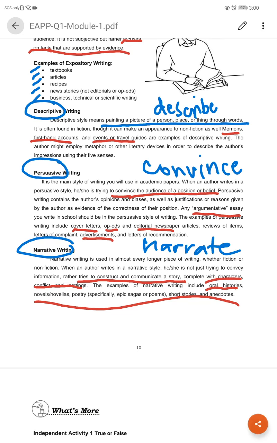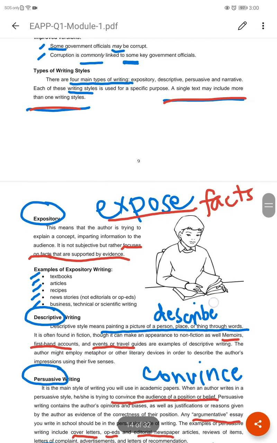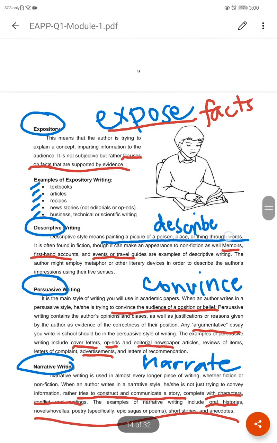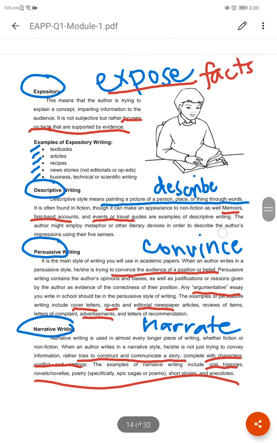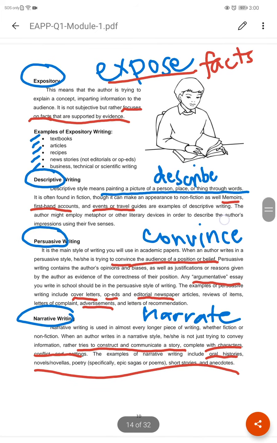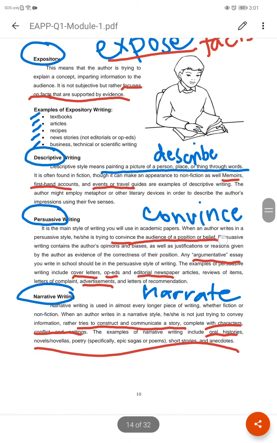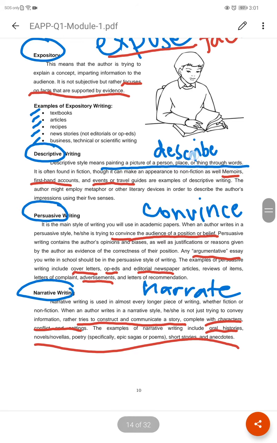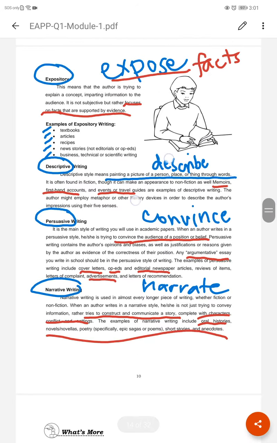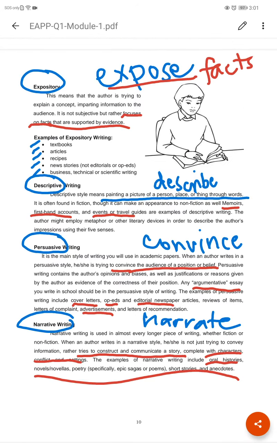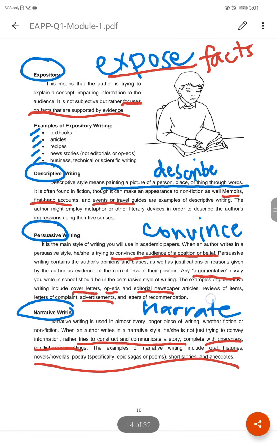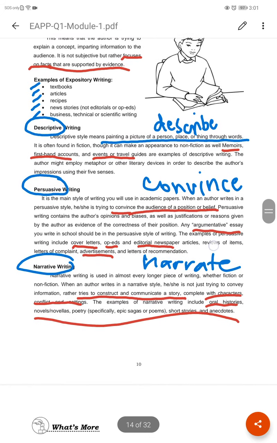Okay? So again, there are four writing styles. We have expository, from the word expose, meaning you just give facts about the topic. You just give a lot of factual information about it. And then we have descriptive writing, wherein we describe. Simply put, we try to make the readers imagine the person or the place or the thing we talk about. We want to paint a picture in their imagination.